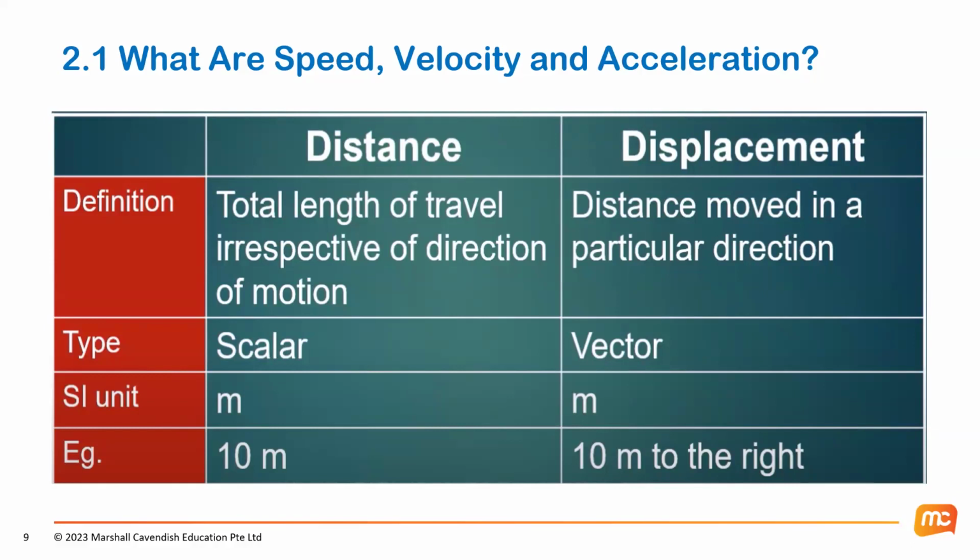So how do I describe distance? It's just 10 meters without a direction. But when I want to describe displacement, it will be 10 meters to the right. Okay, the direction must be stated.